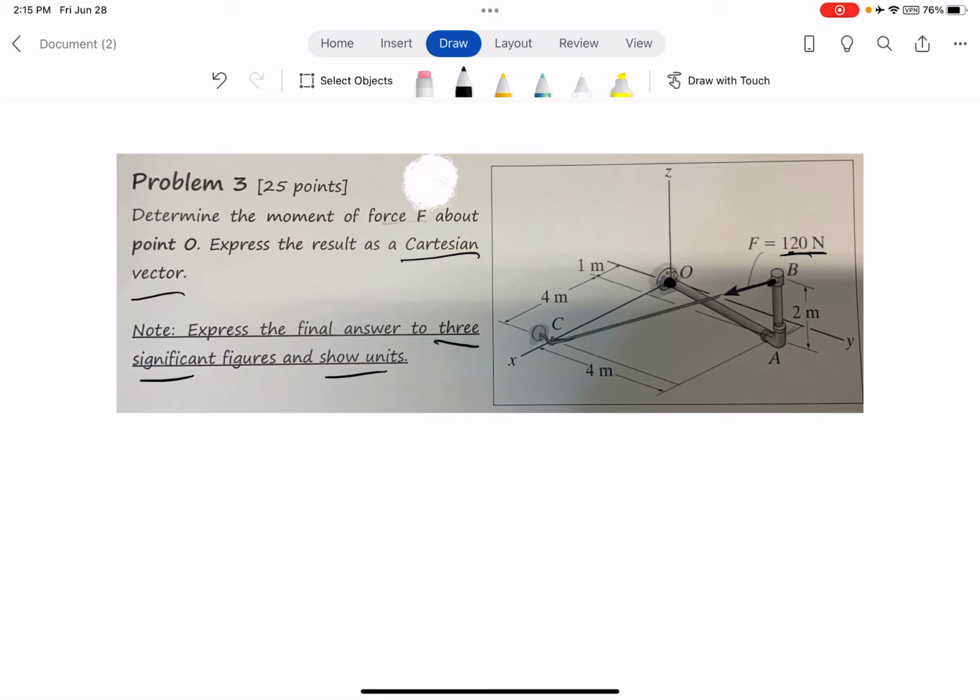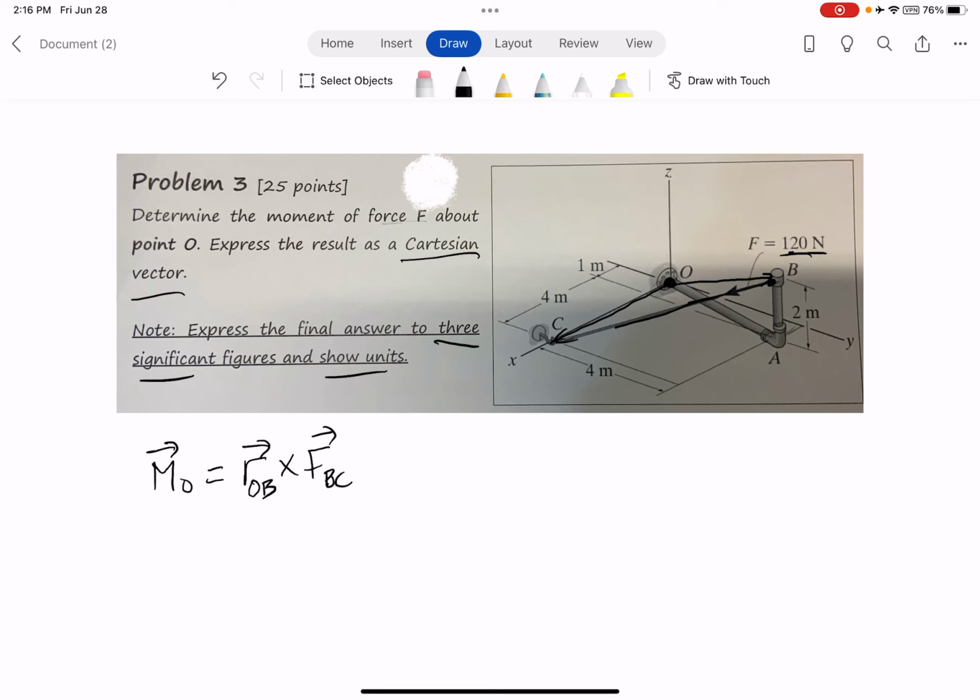Let's find out first of all the moment around point O is equal to R cross F. Which R are you going to take? Are you going to take OB or OC? Up to you. I'll take OB, from the point of interest to the tail of the force itself. And of course, the line of action of the force is going from B to C. So you need to find this in Cartesian format.